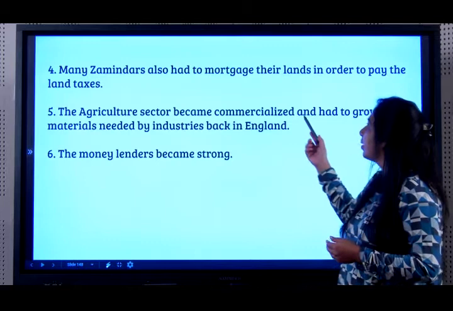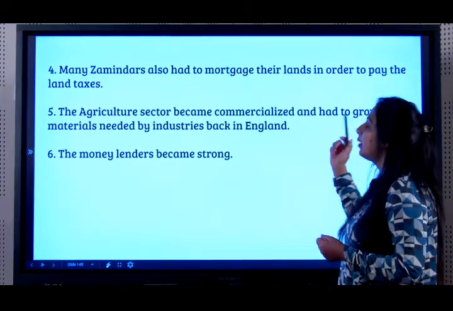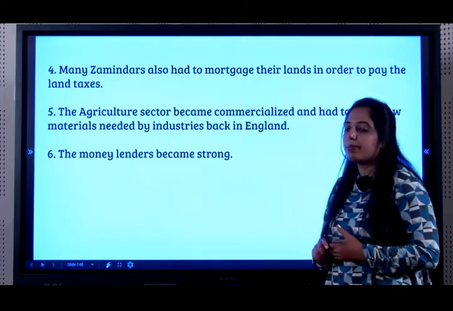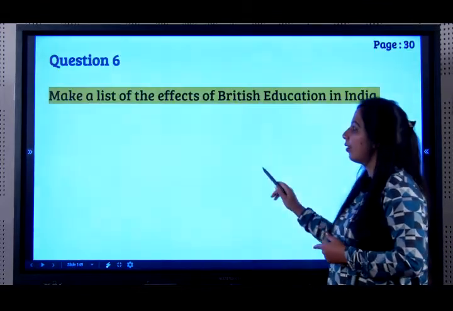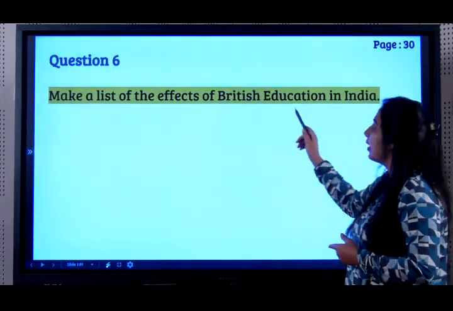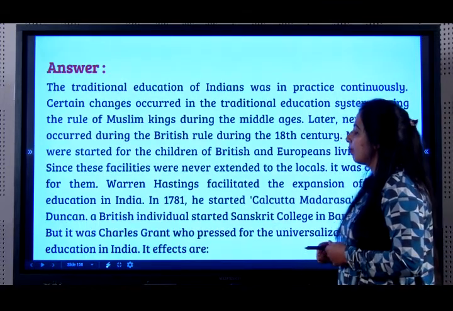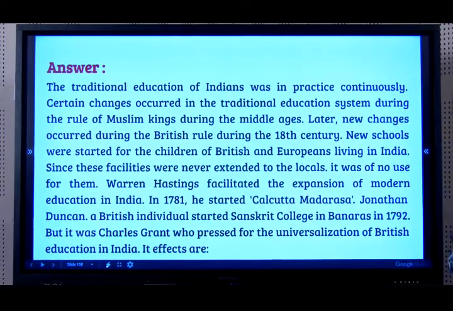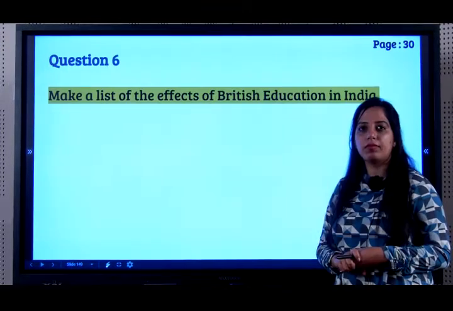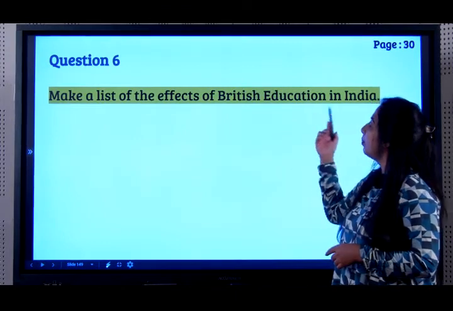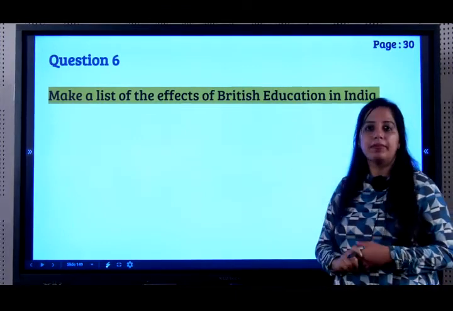Agricultural sector became commercialized and had to grow raw materials needed by industries back in England. The money lenders became very strong. Next question, Question 6, make a list of the effects of British education in India.